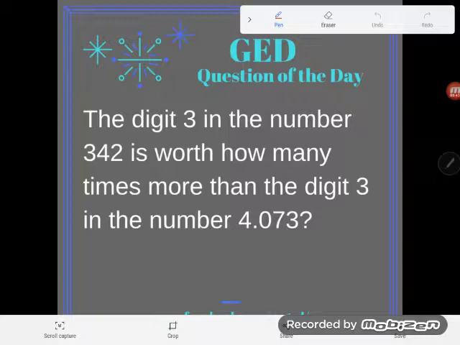It says the digit 3 in the number 342 is worth how many times more than the digit 3 in the number 4.073, or another way to read that number, 4 and 73 thousandths. So that being said, both of these numbers have a number 3.